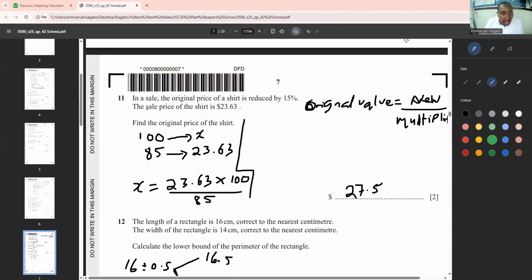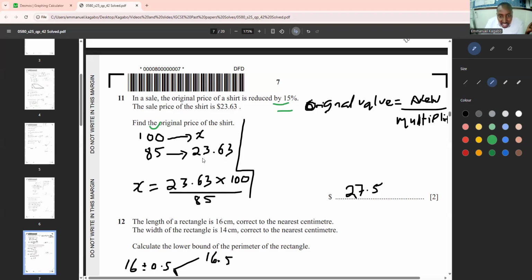Good. In a sale, the original price of a shirt is reduced by 15. Initial was 100%, and it has been reduced by 15. If it reduces by 15, we remain with what? We remain with 85. Initial is 100%, a certain value of money, which we don't know, the cost price, and it reduced by 15. So 100 minus 15 gives 85.